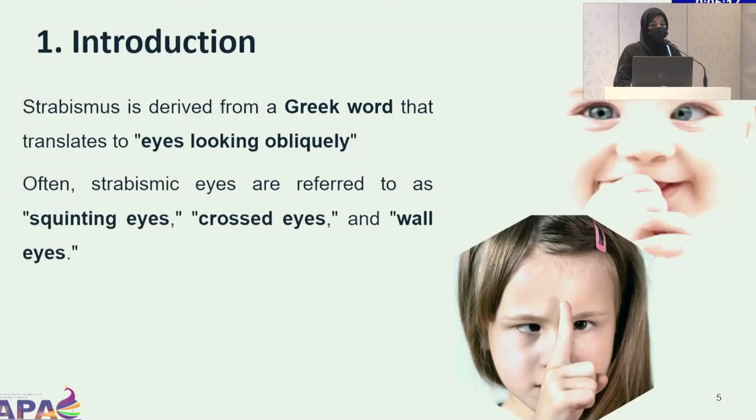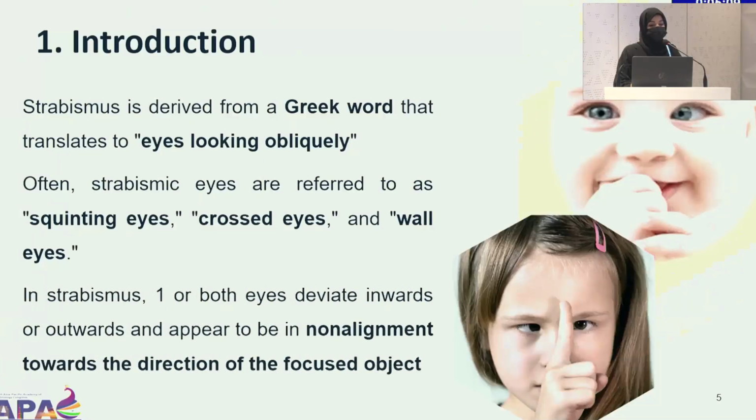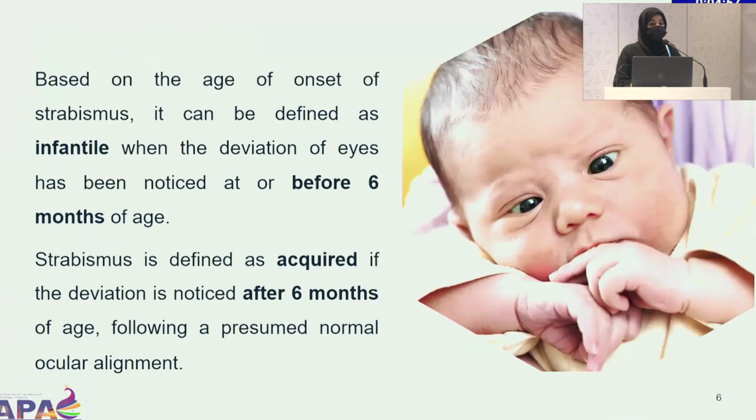Strabismus is derived from a Greek word that translates to eyes looking obliquely. Often strabismic eyes are referred to as squinting eyes, crossed eyes, and wall eyes. In strabismus, one or both eyes deviate inward or outward and appear to be non-aligned towards the direction of the focused object. Based on the age of onset, strabismus can be defined as infantile when the deviation of the eyes has been noticed at or before 6 months of age. Strabismus is defined as acquired if the deviation is noticed after 6 months.